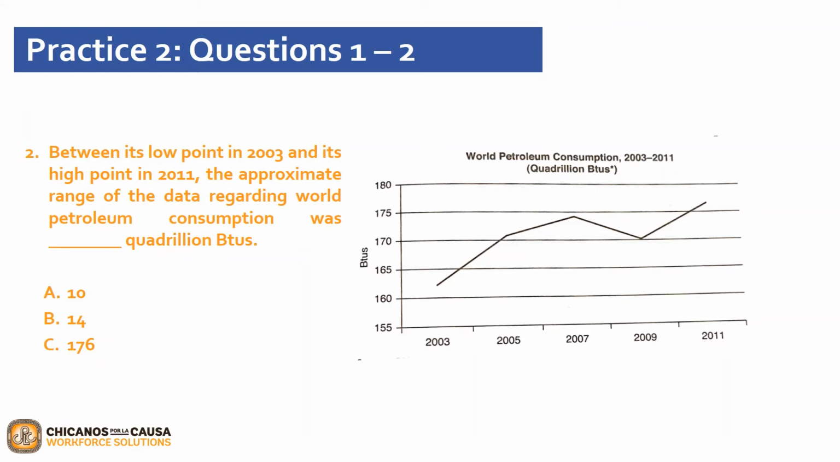We already know that in 2011, there were 177 BTUs consumed based on the previous question. Now we need to find the number of BTUs that were consumed in 2003. Based on the graph, it looks like it was 163 BTUs. Now that we have both measurements, we subtract them from each other, which yields a total of 14 BTUs. Therefore, the approximate range of the data regarding world petroleum consumption was 14 quadrillion BTUs.